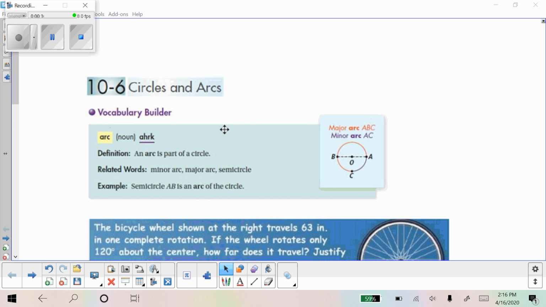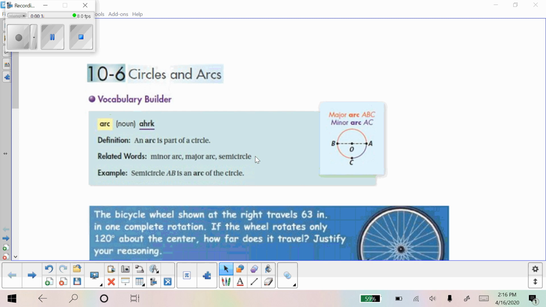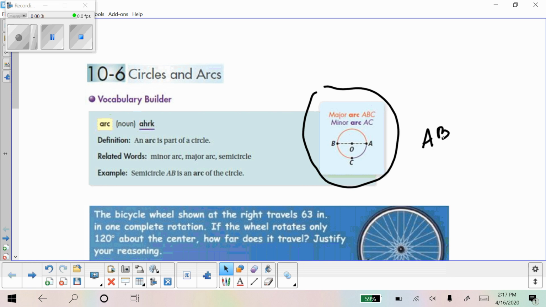So here's their first definition. An arc is part of a circle. We're going to find out that there are three types of arcs on a circle: a minor arc, a major arc, and a semicircle. If you look at this first picture right here, AB is a semicircle, arc AB. Arc AC is a minor arc.